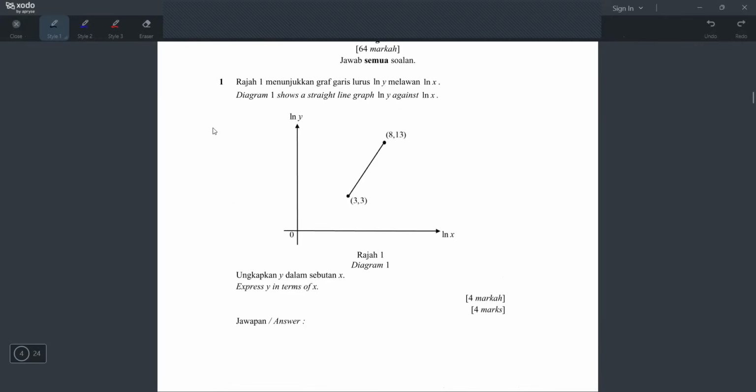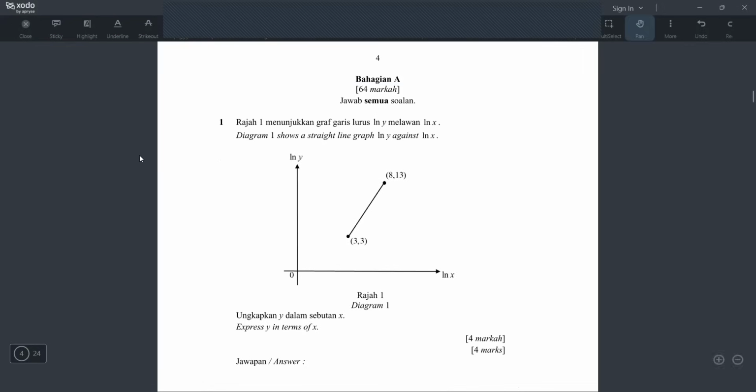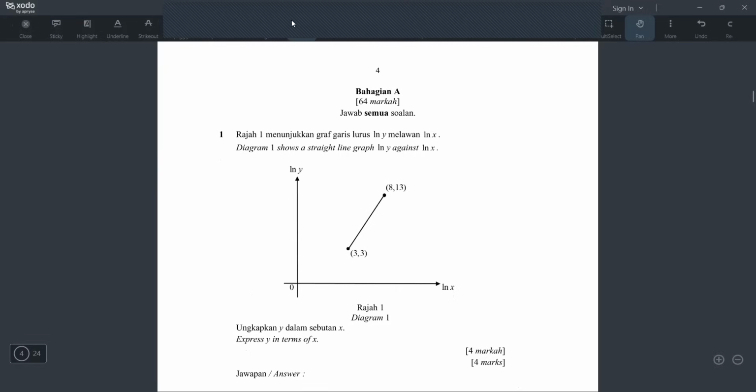Okay, number one, diagram one shows a straight line graph. What is this? This is natural logarithm. Before we start, there's a few things we need to know first. If I mention ln, it means natural log. Natural log means log base e. So if I give you ln 5, it means log base e of 5, or you can also say log 5 base e.